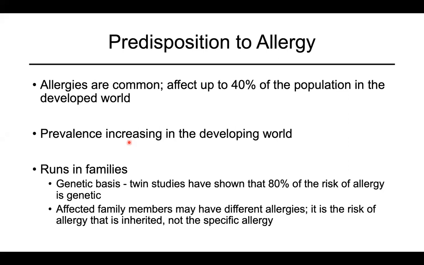And then I've talked about inheritance of the atopy trait, meaning that affected family members may have different allergies. So it's the risk that is inherited, but not the specific allergy. Same thing with autoimmune disease. We know there's a genetic predisposition to autoimmune disease, but it doesn't mean that people in a family who have that genetic risk will develop the same autoimmune disease, okay?